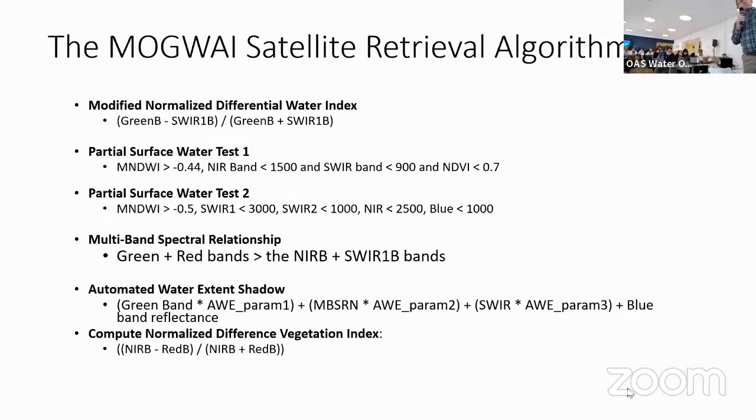And then we compare the green and red bands a little bit, and then we add up. We basically say, okay, after we pass all those tests, based on where the water is marked in each one of those tests, we just add up all those pixels and we calculate the area. It's very simple.